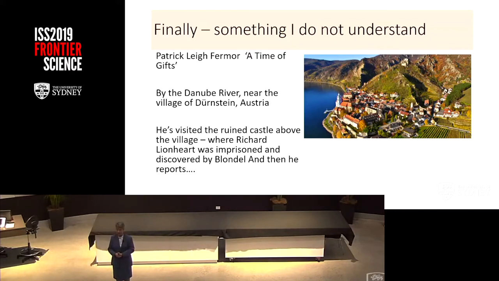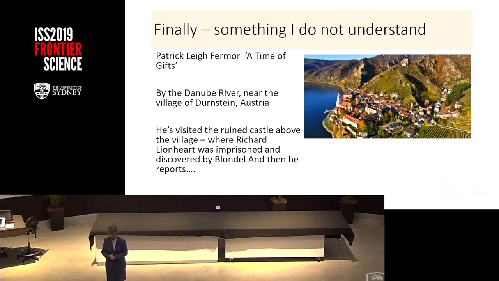And what Blondel does is he goes to every castle, there were a lot, and sings the first verse of this song, which only he and Richard know. When he gets to this castle and sings the first verse, Richard sings back the second verse from the dungeon. And so Blondel knows now where Richard is. They can then find out who's the Lord in charge of all this, and they can arrange for Richard to be released for a ransom. This happens.